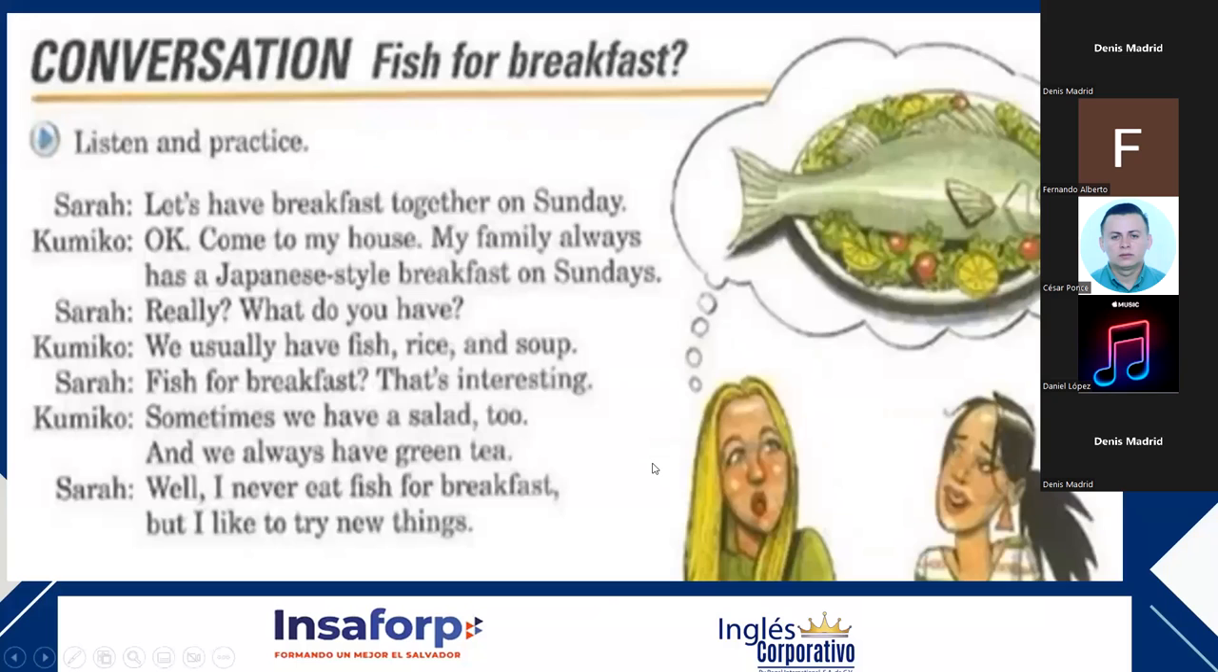Okay, fish for breakfast. We have Sarah and Kumiko. Let's have breakfast together on Sunday. Okay, come to my house. My family always has a Japanese style breakfast on Sundays. Really? What do you have? We usually have fish, rice, and soup. Fish for breakfast? That's interesting. Sometimes we have a salad too. And we always have green tea. Well, I never eat fish for breakfast, but I like to try new things.